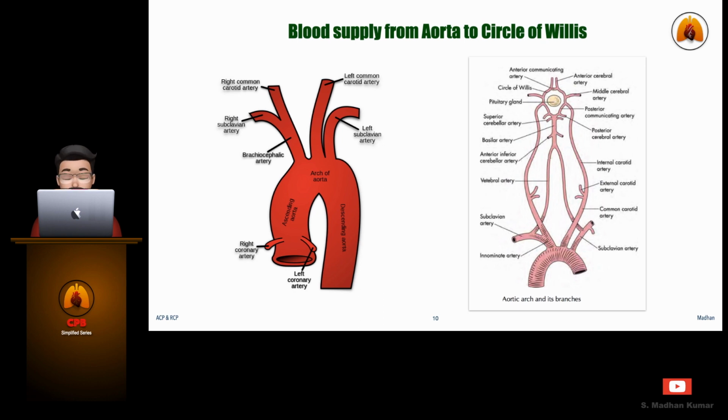In this diagram, you can see the branches of the arch of aorta which supply blood to the brain. The branches are the brachiocephalic artery, left common carotid artery, and left subclavian artery.